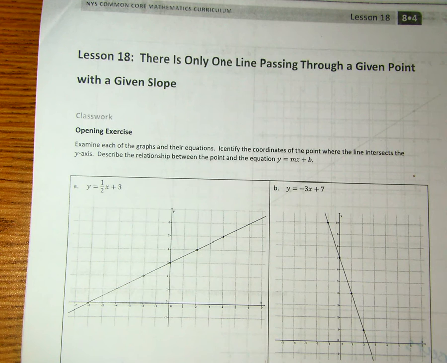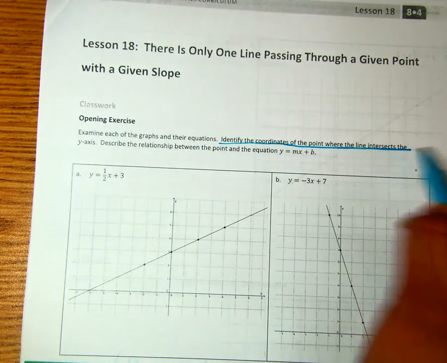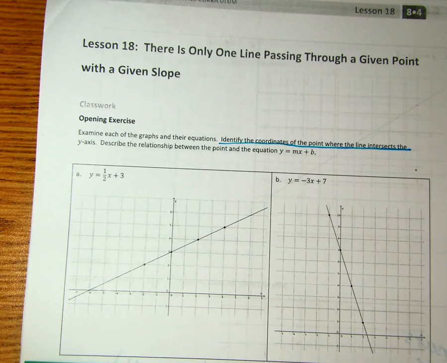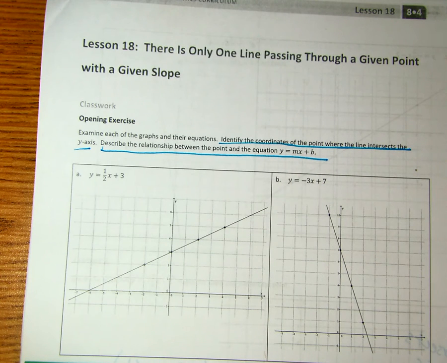Examine each of the graphs and their equations. Identify the coordinates of the point where the line intersects the y-axis, one task, and describe the relationship between the point and the equation y equals mx plus b. So over the last few lessons, we've been talking about slope and how slope is the distance between 2 points. You could choose any 2 points on a line to find our slope.